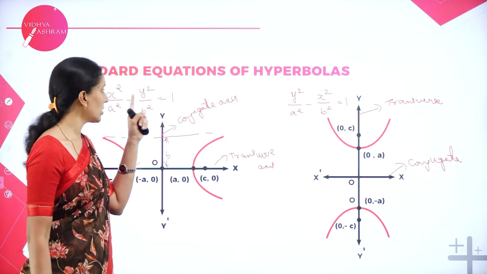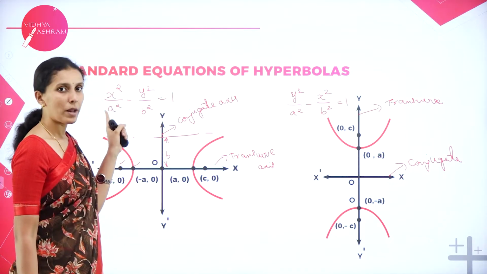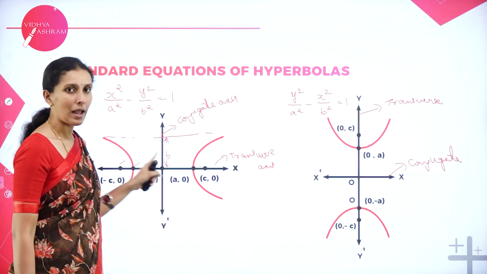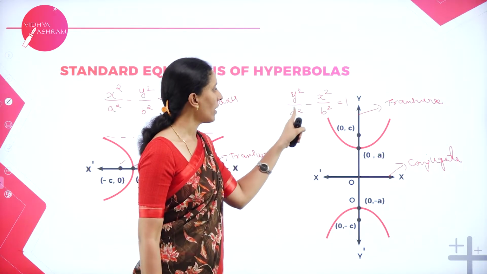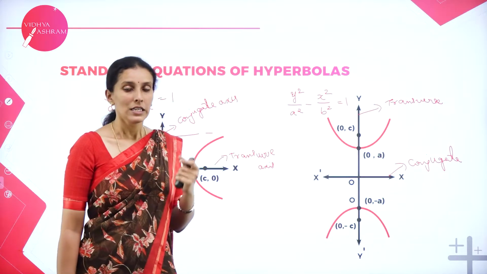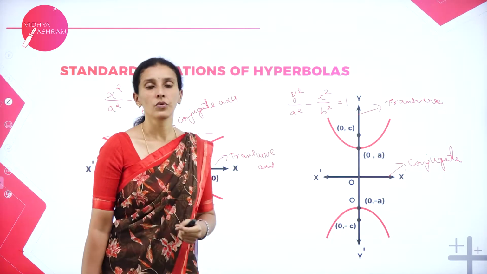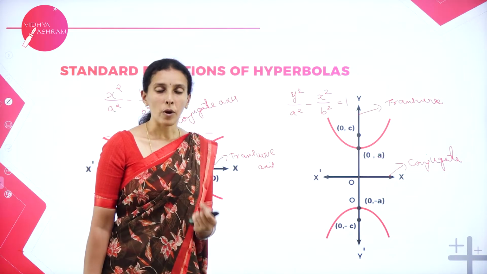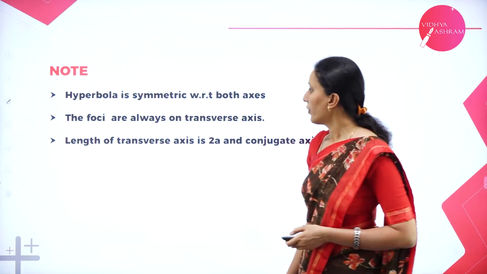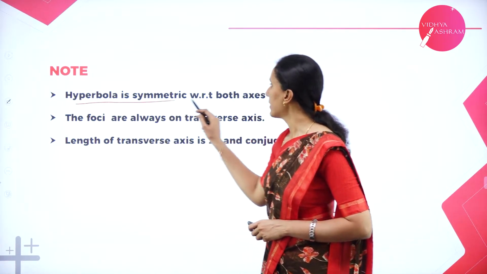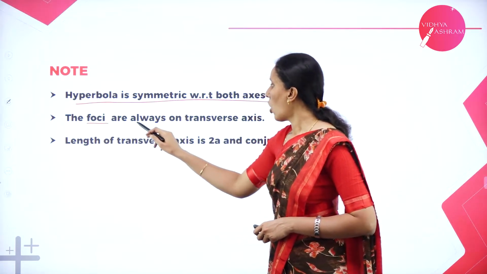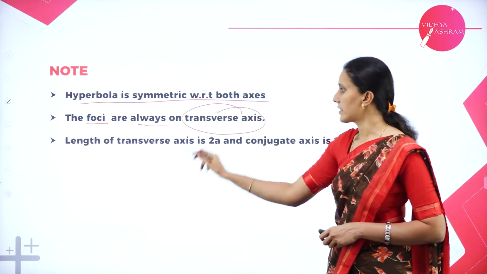So if the coefficients are in the form of x square by a square minus y square by b square, it is the type 1 hyperbola. If it is y square by a square minus x square by b square, then it is type 2 hyperbola. Just by recognizing the values, we can find out the properties and characteristics of a given hyperbola. Next, note here, hyperbola is symmetric with respect to both axes and the foci always lie on transverse axis.